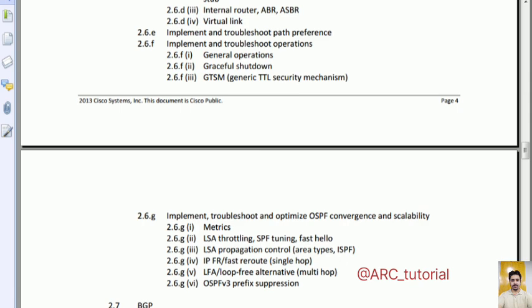Yeah, it is same as fast reroute. The fast reroute is configured with a single hop, whereas LFA is also same as fast reroute, but it will be configured using multi-hop. That's the only difference between fast reroute and LFA.